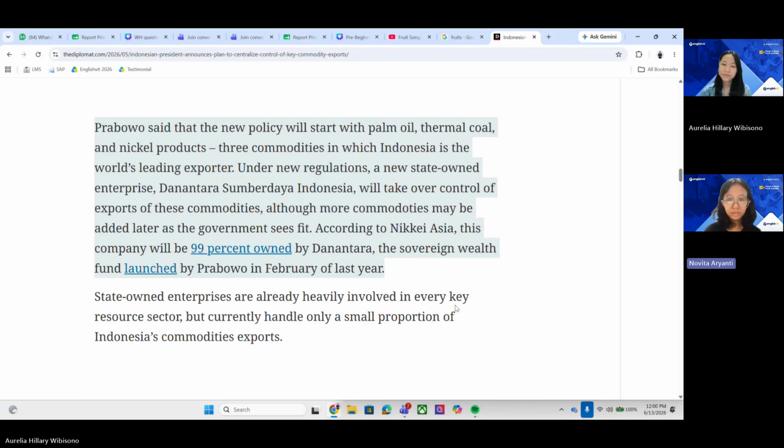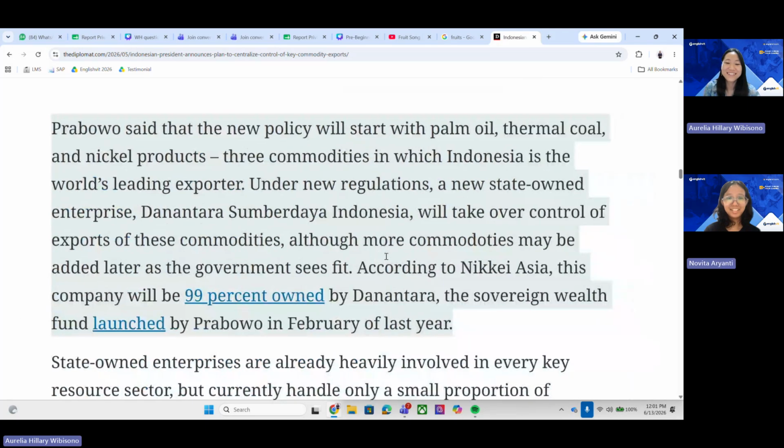According to Nikkei Asia, this company will be 99% owned by Danantara, the sovereign wealth fund launched by Prabowo in February of last year. Right. So it's kind of a surprising topic. Yeah, why do they want to take over a lot of things?